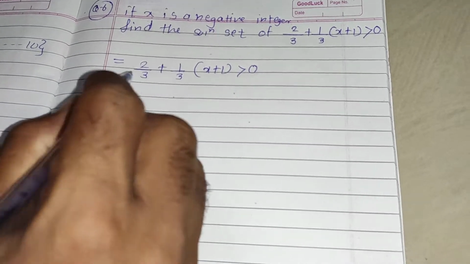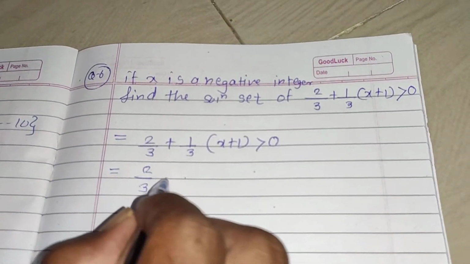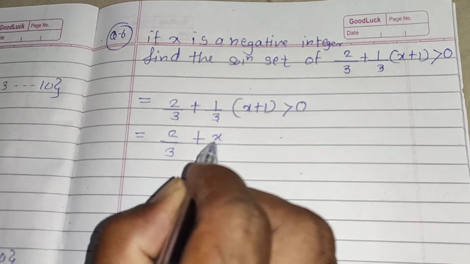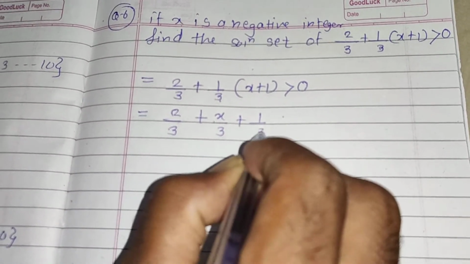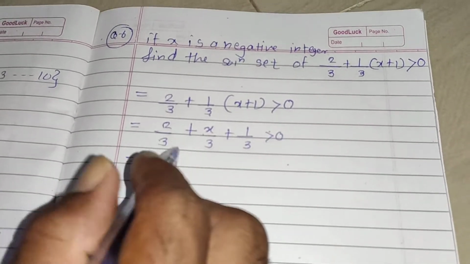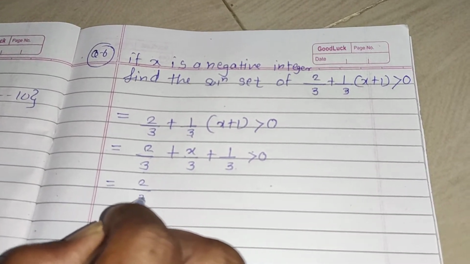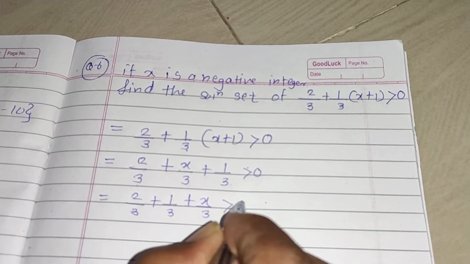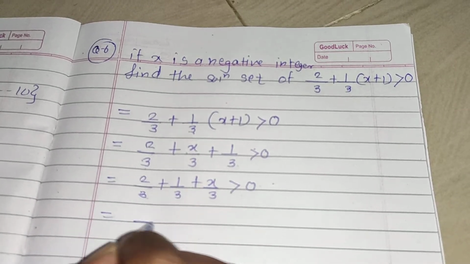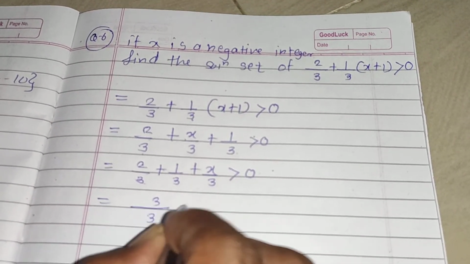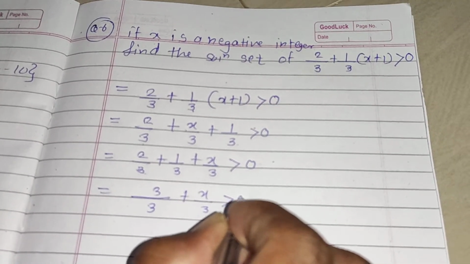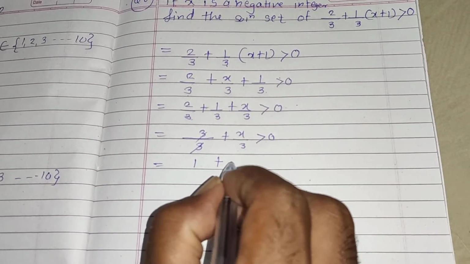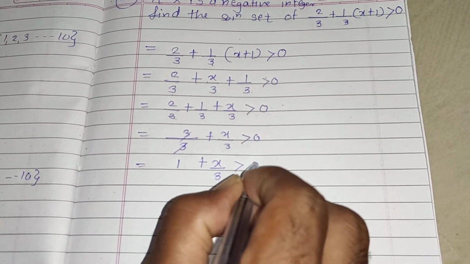Now the solution is this: 2 upon 3 as it is, plus we have to multiply by 1 upon 3 inside the bracket. So we are having x upon 3 plus 1 upon 3 greater than 0. Take this 2 aside. 2 upon 3 plus 1 upon 3 plus x upon 3 greater than 0. Solve this. The base is the same, 3. 2 plus 1 is 3, plus x upon 3 greater than 0. This will get cancelled. This is 1 plus x upon 3 greater than 0.